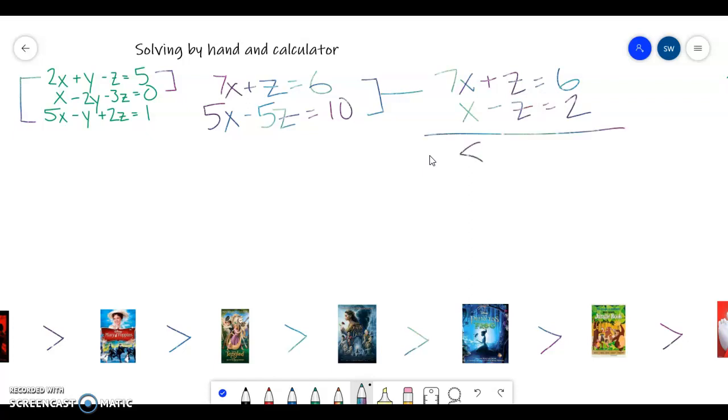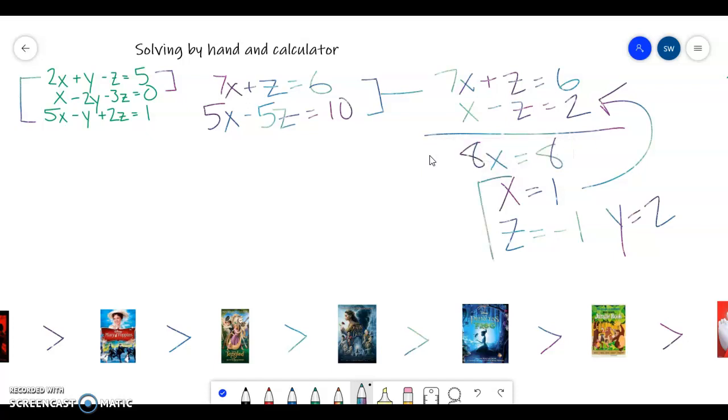So we can add these two equations and we get 8x equals 8. So x equals 1. If you look at that, in order for 1 minus z to be equal to 2, z has to equal negative 1. And then if we plug both of those back into one of the original equations, we get, I believe, y equals 2. Let's see, 2 times 1 plus 2 plus, yeah. So that is solving a system of three equations by hand.